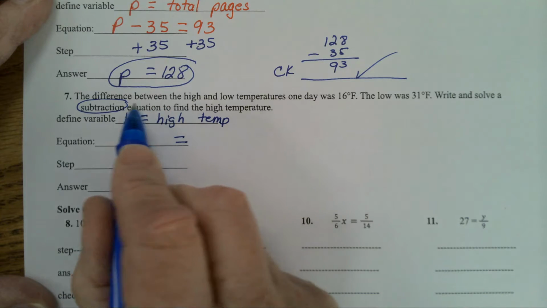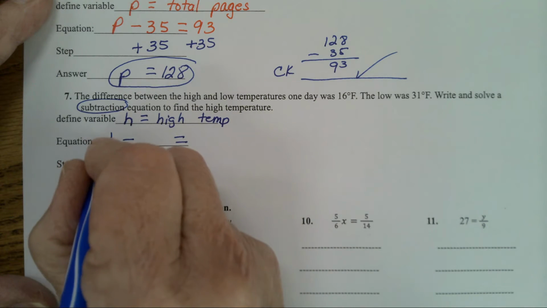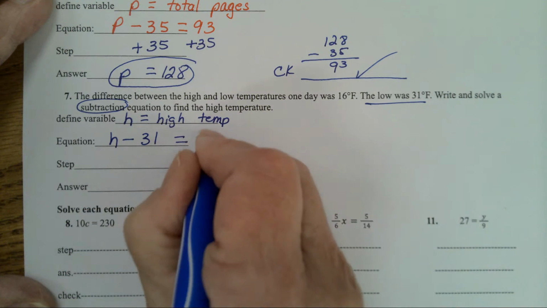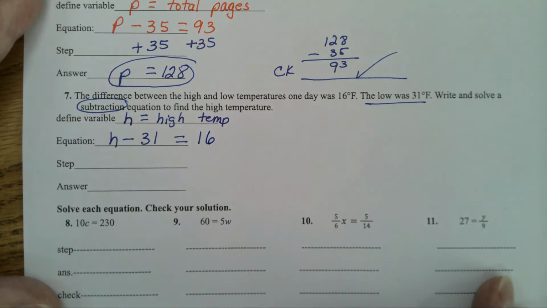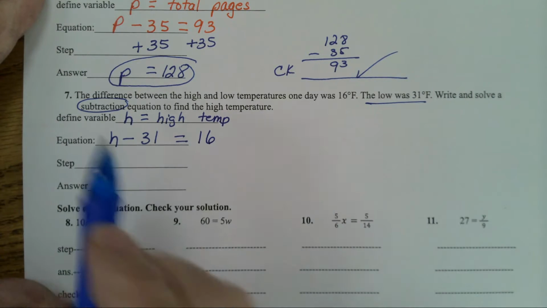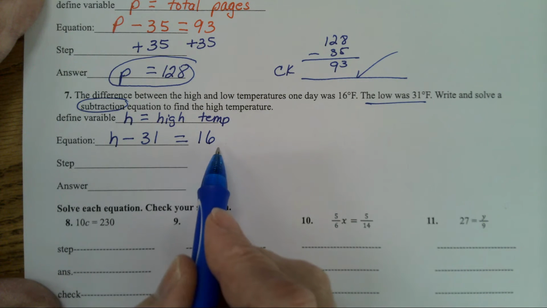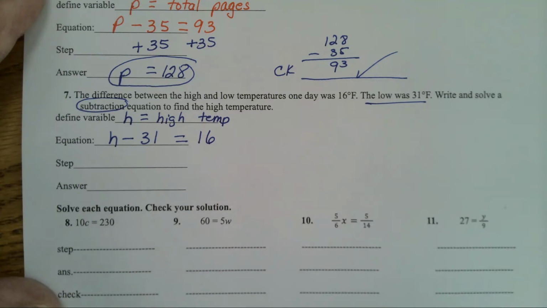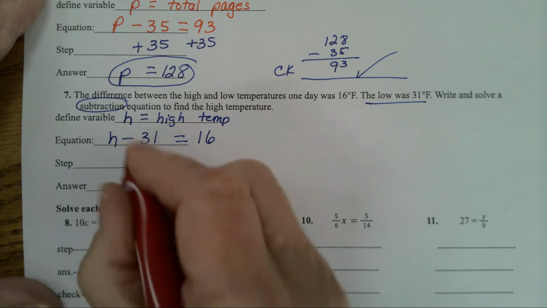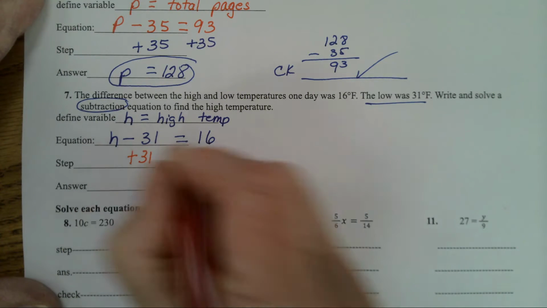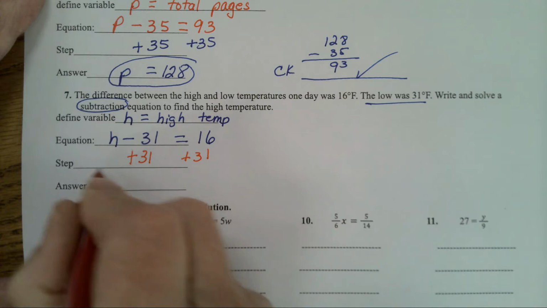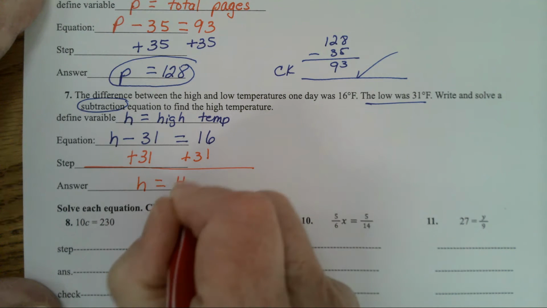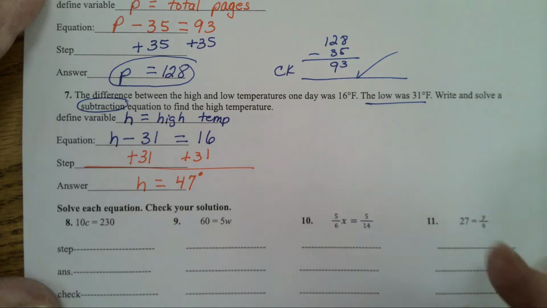Well, it says that the difference between the high and the low is 16. So there's my equation. High minus low equals a difference of 16. Now we can figure out what the high temperature is. What will undo subtracting 31? Add 31. H equals 47 degrees is the high temperature.